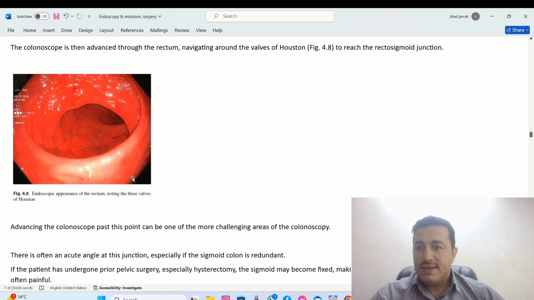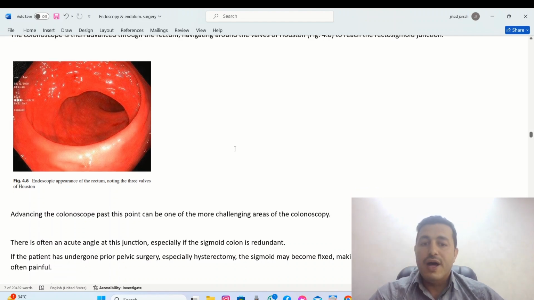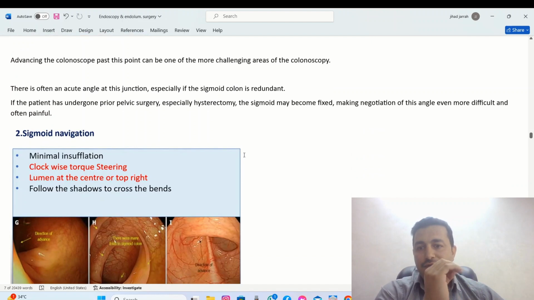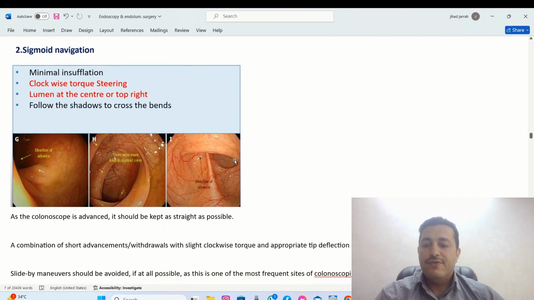Okay, what else can you see here? Endoscopic appearance of the rectum. This is the valve of Houston. 1, 2, 3. Here we are just in the rectum, a little bit up the rectosigmoid junction, which is one of the first difficulties that can face us.